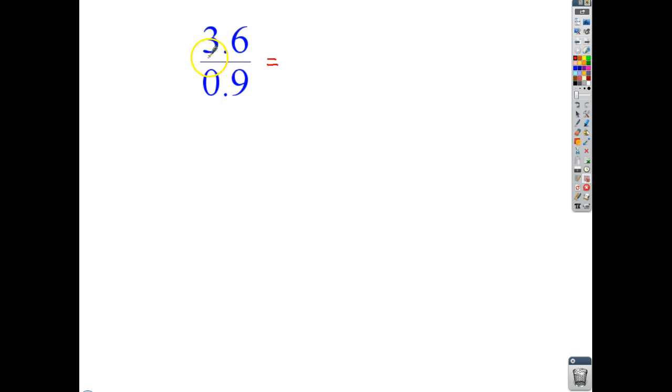And that way I don't have parts of numbers anymore. So if I look at 3 and 6 tenths and I change this into tenths, well then this is 36 tenths. And instead of 9 tenths, I have, right, 9 tenths. So then I have 36 divided by 9. Well, 36 divided by 9 is 4.